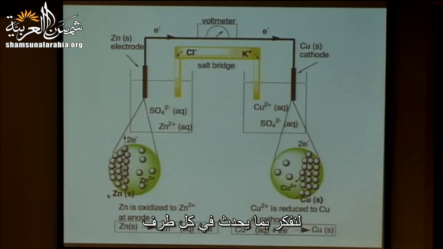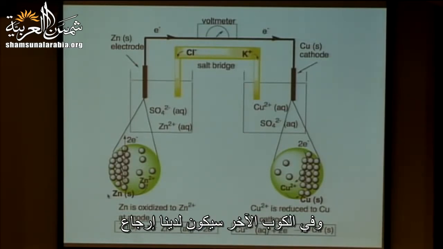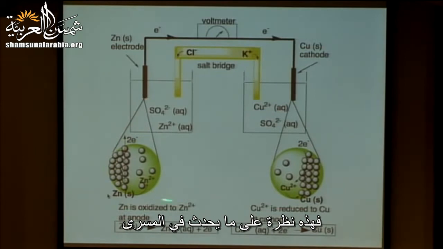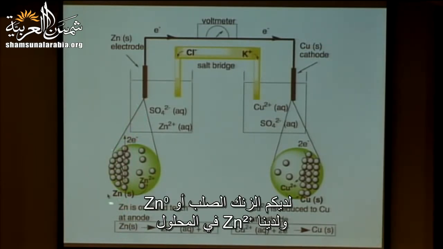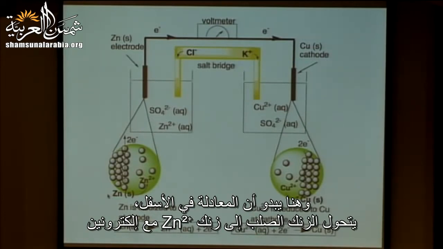In one beaker, you're going to have an oxidation, and in the other beaker, you're going to have a reduction. So if we think about what's happening over here, you could have a zinc system that is oxidized from zinc 0 to zinc plus 2. And so this is a view of what would be happening at the electrode. You have zinc solid, or zinc 0, and you also have zinc plus 2 in solution. And as you take a zinc solid atom going into zinc plus 2, you have an oxidation reaction. And here would be the equation going down: zinc solid to zinc plus 2 with two electrons.